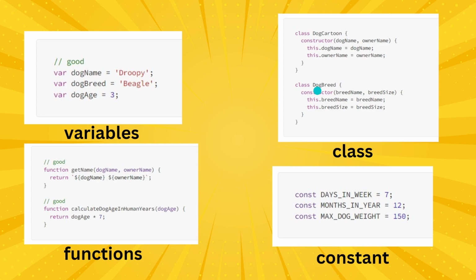But when you're writing a class, the class starts with a capital letter, which is Pascal case. So we are using Pascal case when it comes to class declarations. And then when it comes to constants, we use capital letters and snake casing. This is snake casing for constants.